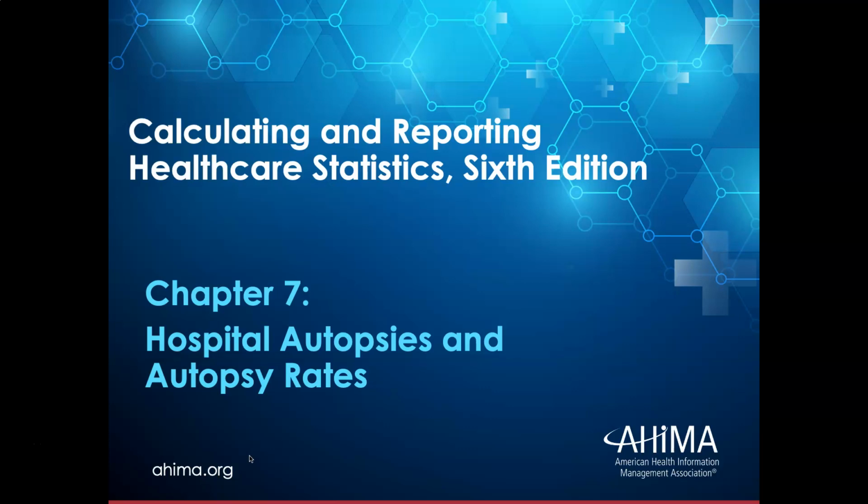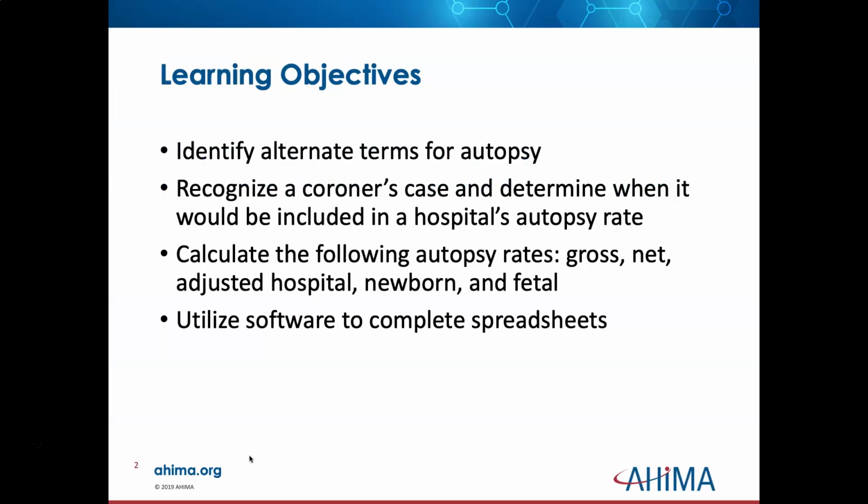We are still on week 5. This is the second lecture video for this week, where we are covering chapters 6 and 7. So this will be chapter 7, Hospital Autopsies and Autopsy Rates. Our unit objectives are the same as they have been all week, 9.5.1 through 9.5.13 and 9.7.1 through 9.7.8. If you want to follow along in your textbook, I'm on page 111.